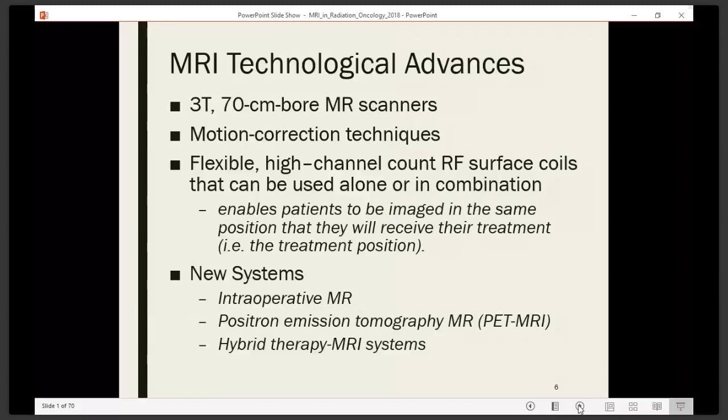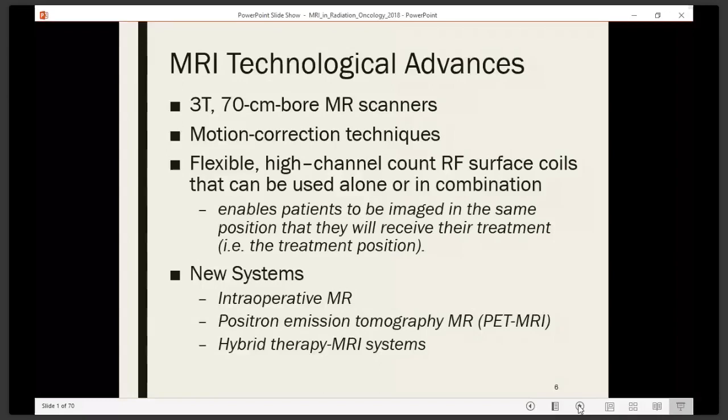They've also developed motion correction techniques. We'll talk a little about those later. And these systems have now come with flexible high channel count RF coils that allow a great deal of flexibility of which part of the body you image and how you image it. And as we'll see, one of the important considerations when doing MRIs is that you'd like to do everything you can to image patients in the same position in the MRI scanner as they will be when they receive their treatment in the accelerator. There's also been a number of new systems developed.